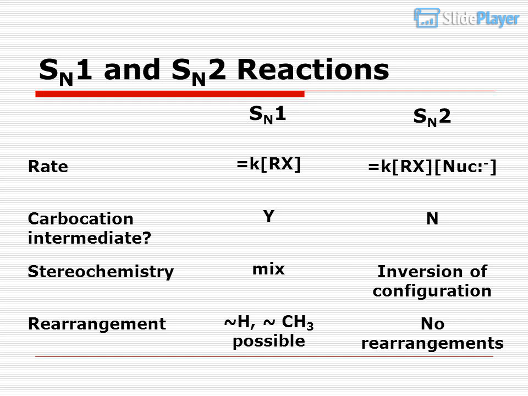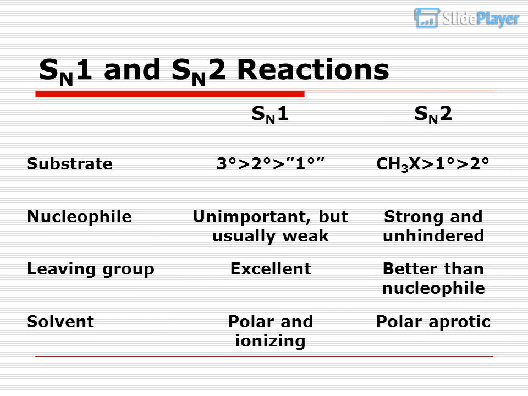SN1 and SN2 reactions. SN1 versus SN2. Rate equals k[RX], and for SN2, rate equals k[RX][Nu]. SN1 has a carbocation intermediate; SN2 does not. Stereochemistry: SN1 gives a mix, SN2 gives inversion of configuration. Rearrangement is possible with SN1, by a hydride shift or a methyl shift, while SN2 has no rearrangements. The nucleophile is unimportant for SN1, but usually weak, and better than the leaving group for SN2.